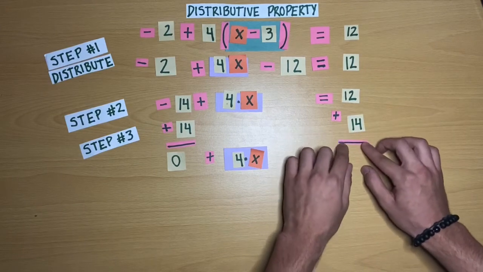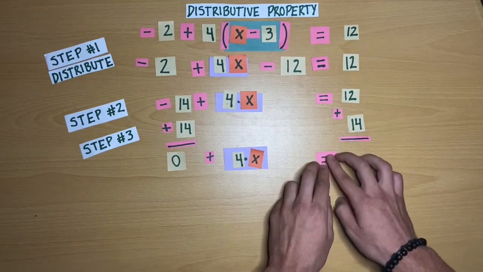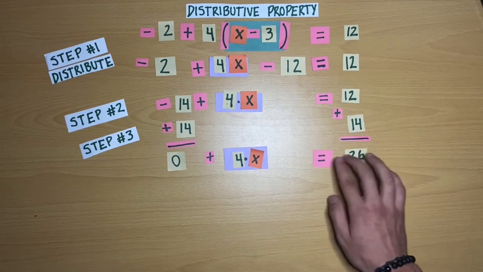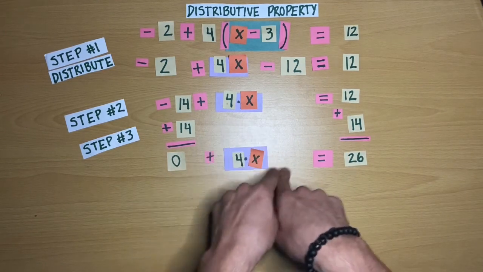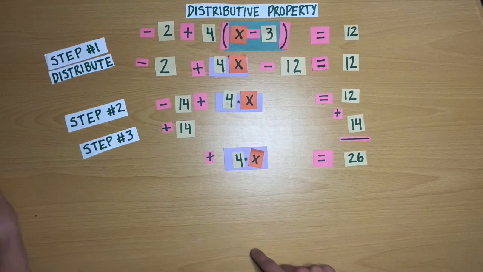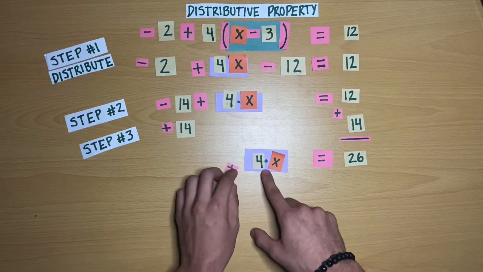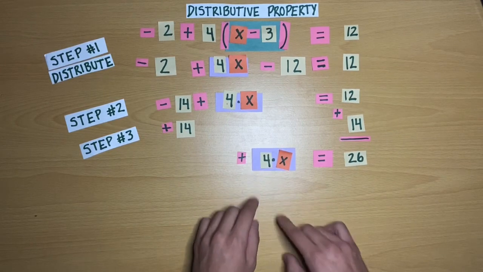So here is 12 plus 14. Carry that equal sign down. And 12 plus 14 is 26. And once again, 0 plus 4x is just 4x. So we can move this. But I will keep this sign, this positive 4x, just to remind us that it is in fact a positive 4x.